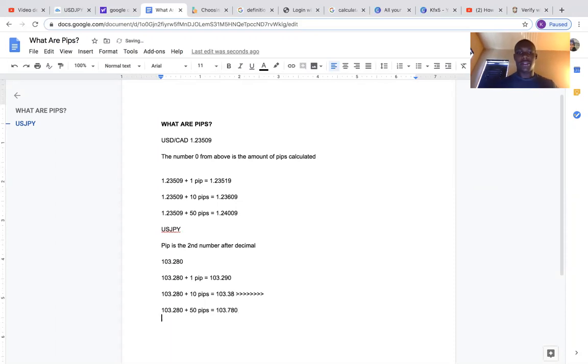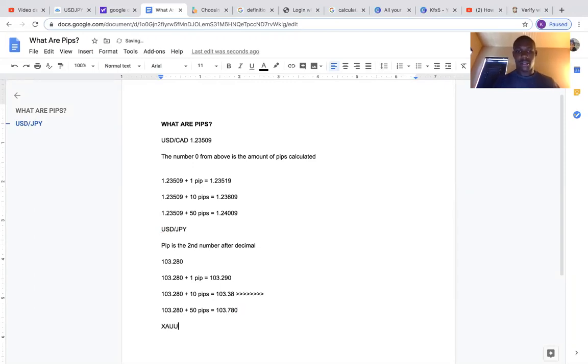Now there's different lot sizes. I'm going to address lot sizes in a different video. For some reason, I thought I was going to talk about lot sizes here, but no, that's a whole different subject. Right now, I'm explaining pips so you can get a better understanding of pips. US dollar, Japanese yen.